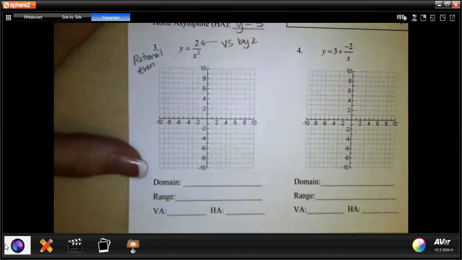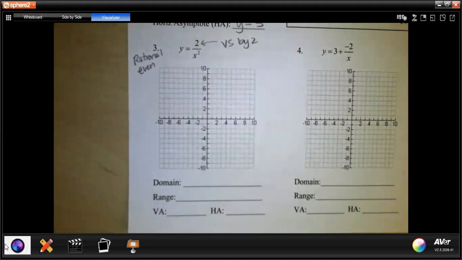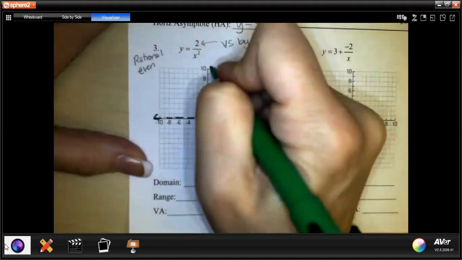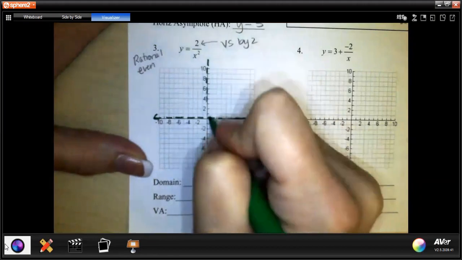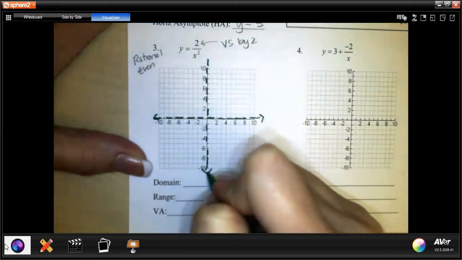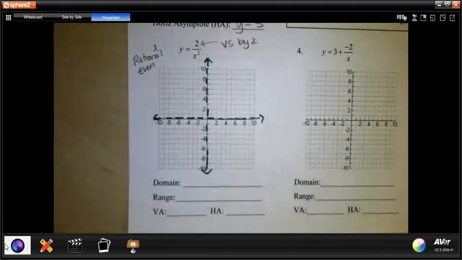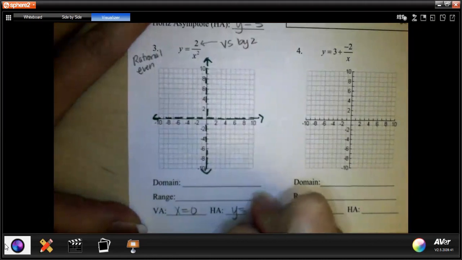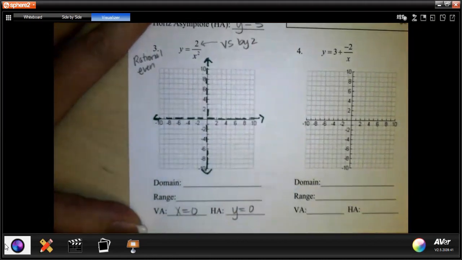That means that our asymptotes are not going to move because it is not moving left to right and it's not moving up or down. So our asymptotes stay right where they were in the parent function. So we've got one at y equals 0 and the other at x equals 0. It has not moved. So I'll go ahead and write that. Our vertical asymptote is x equals 0. Our horizontal is y equals 0.